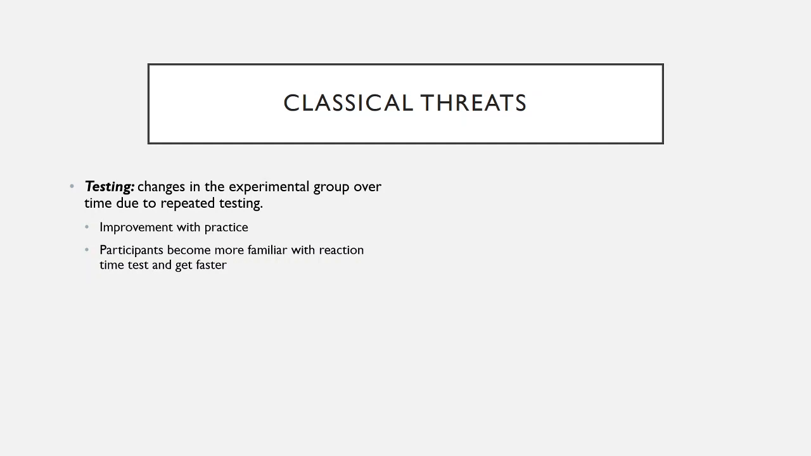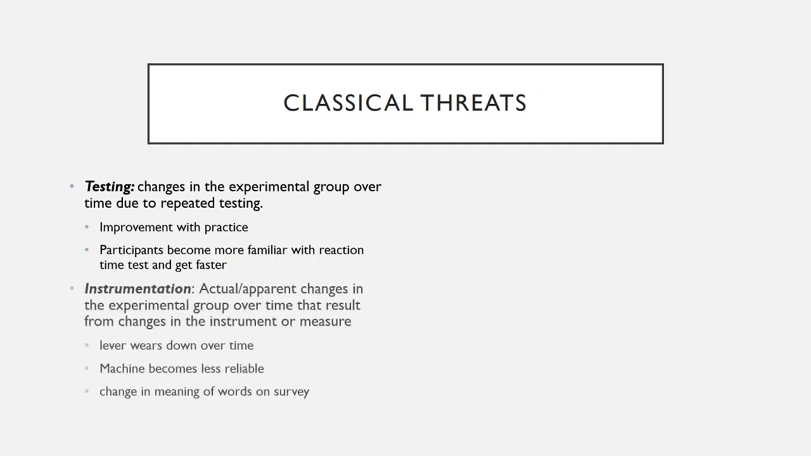So if you're trying to improve somebody's performance on a task with a particular intervention, you need to take into account that participants are naturally going to get better at the task over time, not due to your training specifically, but just due to the fact that they're more familiar with the outcome that they're being tested on.